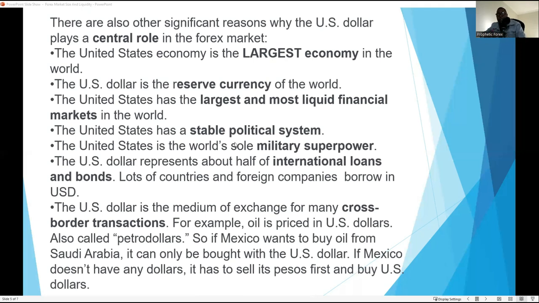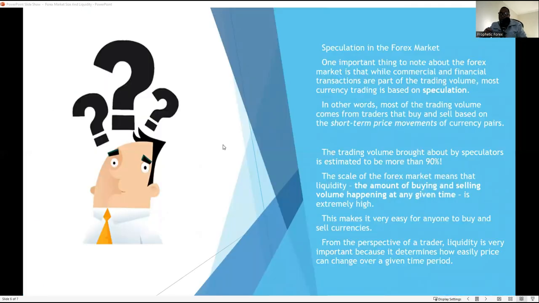Of course, this is about to change because we have Bitcoin coming in. A lot of people are going into crypto payments, but so far, according to the market size, we have the US dollar being the king and contributing to a large pie of the market.